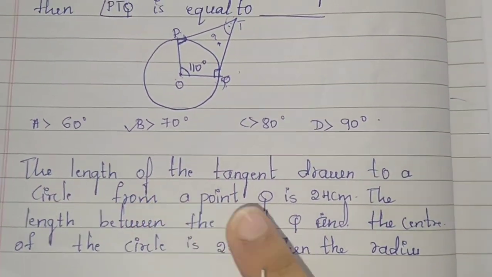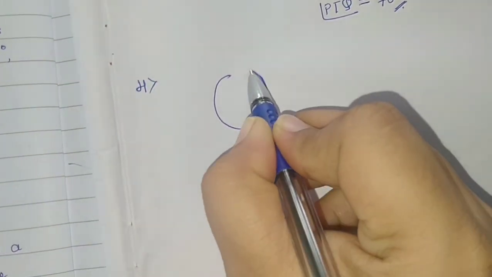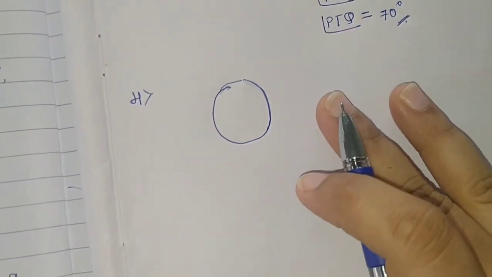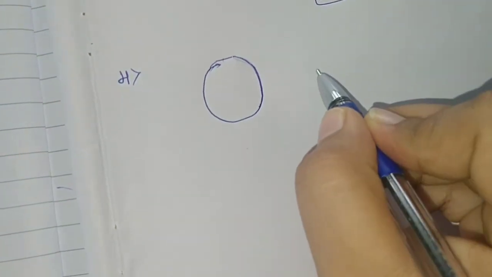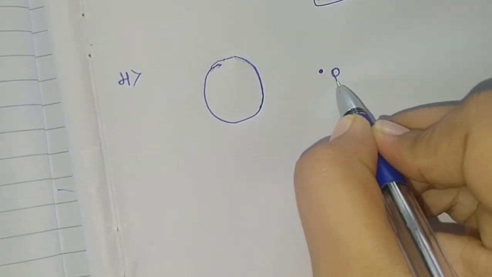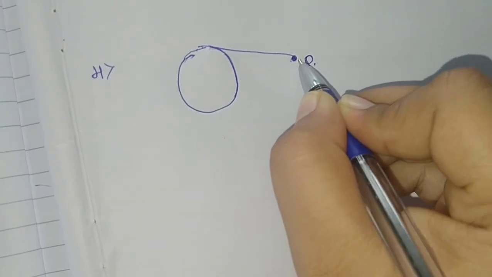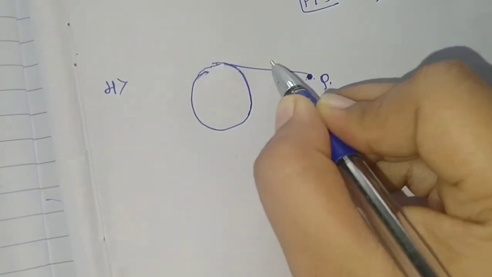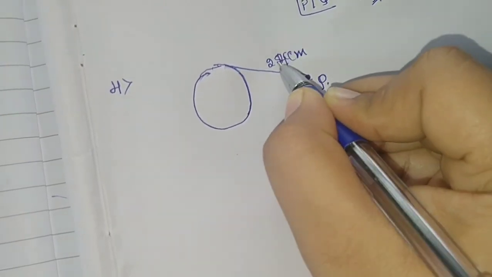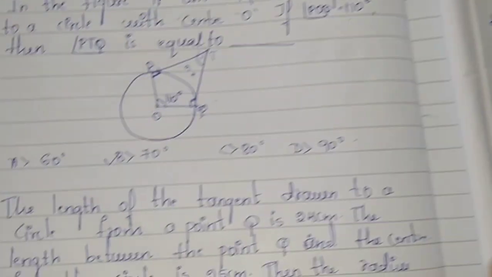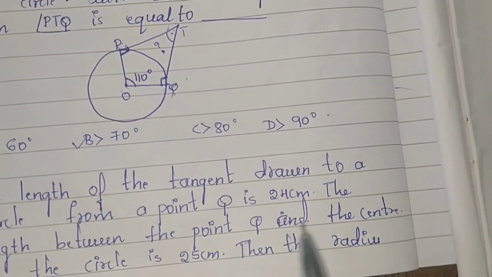That is the length of the tangent drawn to a circle. First we'll draw the circle. What they have given is the length of the tangent drawn to a circle from an external point Q. The length of the tangent drawn from this point Q is nothing but 24 centimeters.